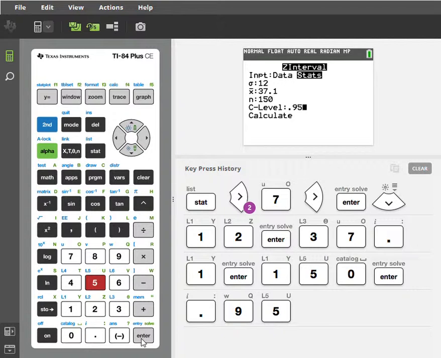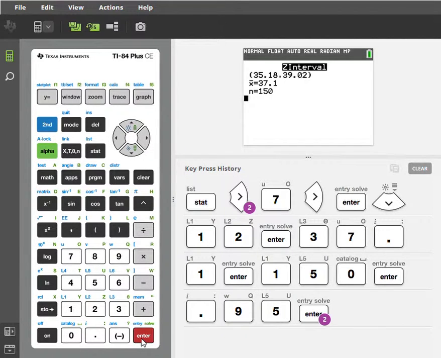All right, so enter, enter, and bam, that quickly, there is our confidence interval.